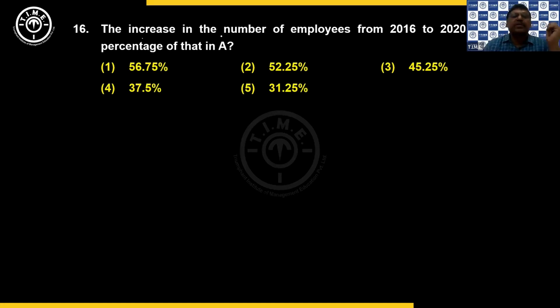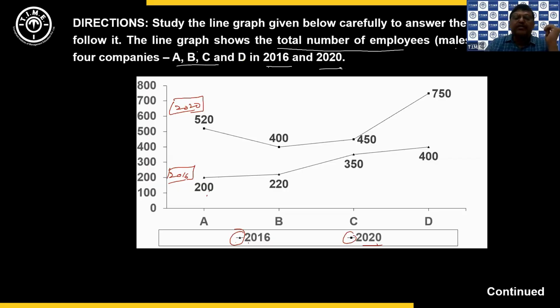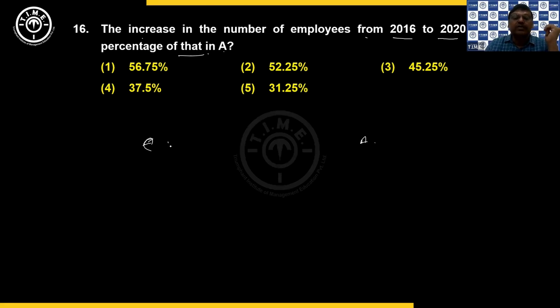Students, the increase in the number of employees from 2016 to 2020 in C is what percentage of that in A? Right, please. Students, if you look at A and C, what is the increase? If you look at C, the increase is 350 to 450. I'm sure you can say the increase is 100. 350 to 450, the increase is how much in C? C is increasing by 100. What about A, students?